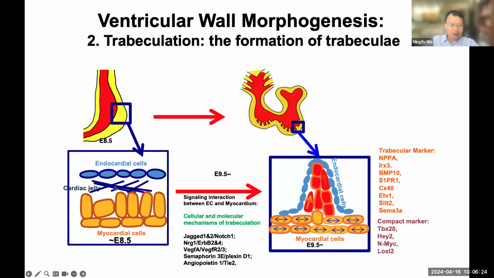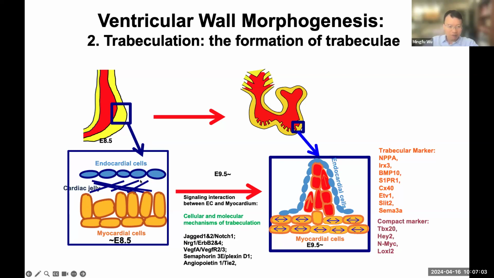What I want to tell you here is that the endocardial cell and cardiomyocyte interaction is very critical for trabecular morphogenesis. We know signal pathways such as NOTCH1, neuregulin, VEGF, ephrin, and angiopoietin, and also many other signal molecules are involved in this process. And the signal interaction here is so critical that if this signal interaction is disrupted, trabeculation will fail to form, and it will cause embryonic lethality.